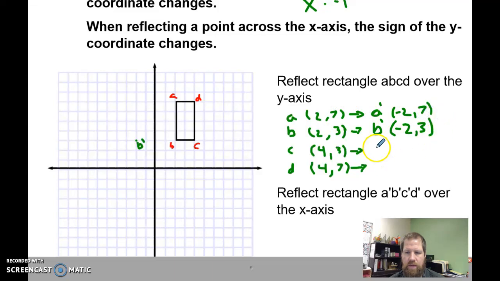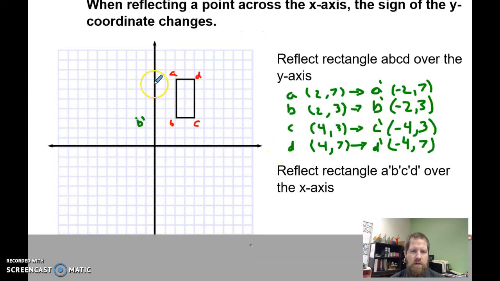7 stays the same. C prime, right now it's 4. It'll become -4, 3. And -4, 7 for D prime. And I can graph those. It will be at -2, 7. D is -4, 7. And C is -4, 3. And that is not a very rectangular rectangle. Try to straighten that out a little bit.